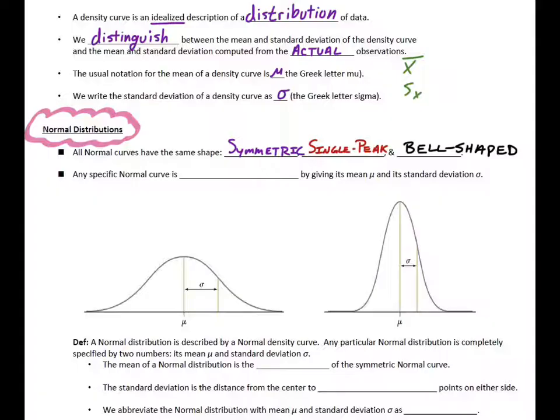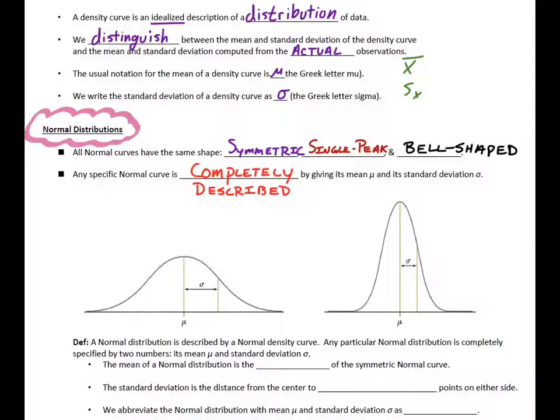Any normal curve is completely described, that's what this next blank says, by giving its mean mu and standard deviation sigma. So all you need to tell me about a normal curve is what the mean and standard deviation are. I really don't need to know anything else, because I already know it's going to look like one of these two curves. It's bell-shaped. So just give me the mean and the standard deviation and we're all good.